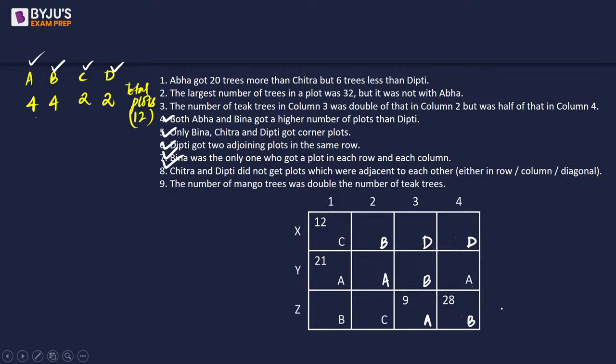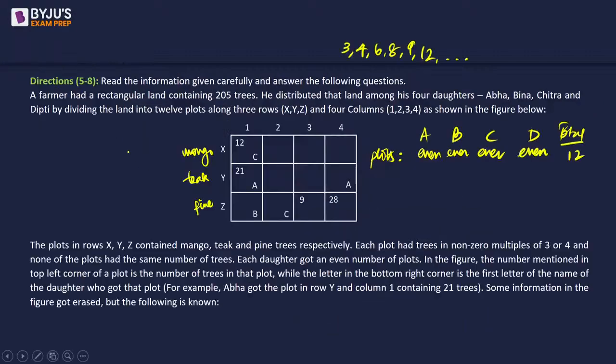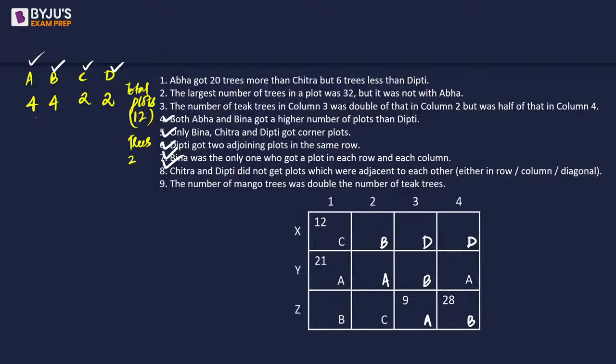Now let's talk about the trees. The total trees we had was 205. Now if we talk about Abha and Chitra and Dipti, there is a relationship between them. Abha got 20 trees more than Chitra, but 6 trees less than Dipti.